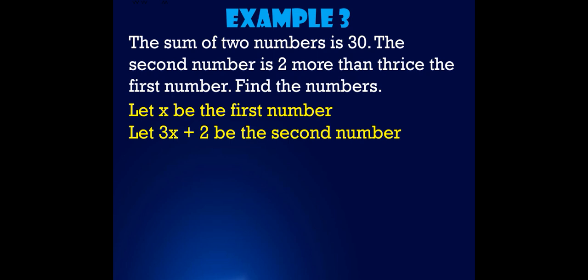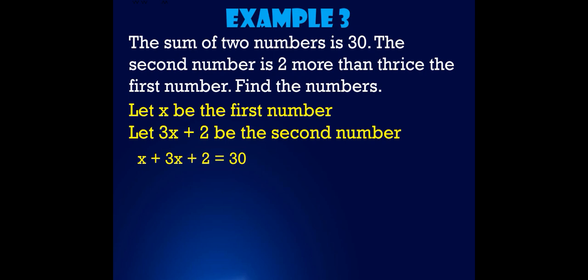Sabi dito sa problem natin, so lagi lang kayong babalik sa problem. Kailangan na-analyze nyo talaga mabuti. The sum of two numbers is 30. Ibig sabihin, si first number at si second number, pag pinag-add daw natin, 30 yung magiging sagot. So, we will have x as the first number plus 3x plus 2, yun yung second number, is equal to 30. Okay, so nakuha na natin.